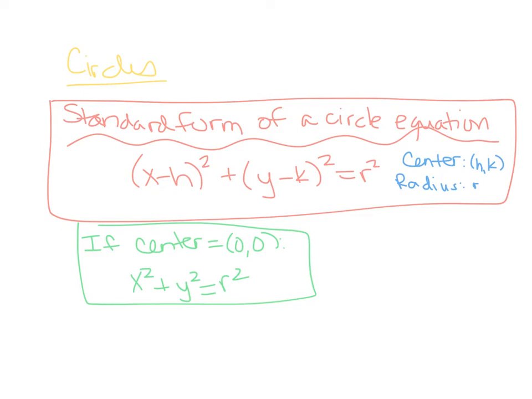In this video, we will talk about circles. So the main standard form equation of a circle is (x - h)^2 + (y - k)^2 = r^2. The center is at the point (h, k). The radius is that r. Actually, if the center is (0, 0), then we're just going to use the equation x^2 + y^2 = r^2.